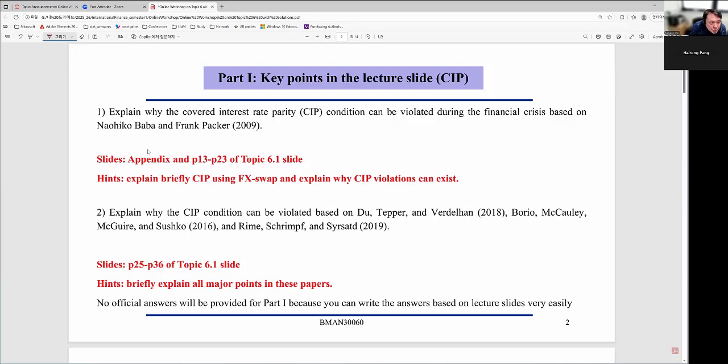The first question asks you to explain why the CIP condition can be violated during the financial crisis, based on Barber and Becker. So you need to take a look at this slide, and this is the hint. Question 2 asks you to explain why the CIP condition can be violated using these three papers. These are very simple, based on the lecture slide.